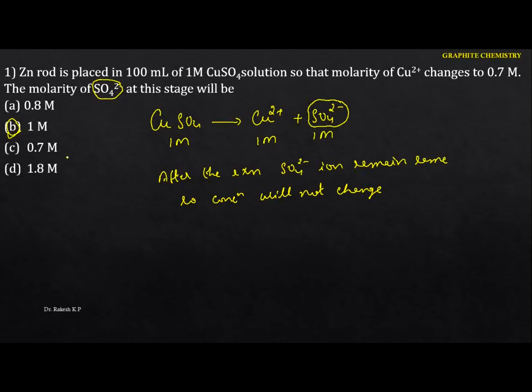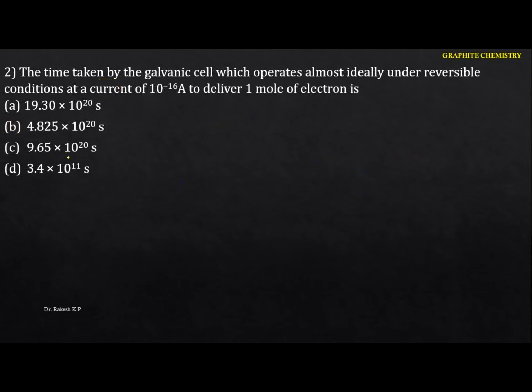Next one. The time taken by the galvanic cell which operates almost ideally under reversible condition at a current of 10 to the power of minus 16 ampere to deliver 1 mole of electron is. Just identify the time taken. So we know that Q is equal to I into T. Now you have to remember this concept: the charge on 1 mole of electrons is 1 Faraday, which is 96,500 coulomb.